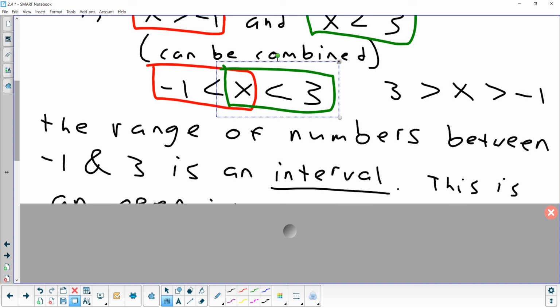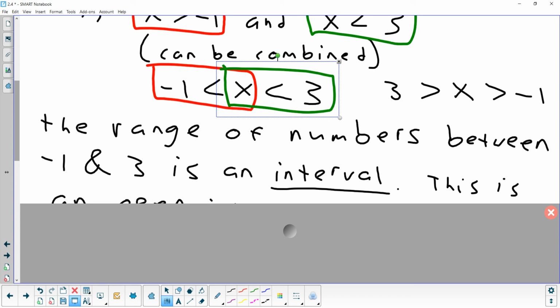There's still an infinite number of answers here. Any number between -1 and 3. If you include decimals, that's infinitely many. So this is a range of numbers, and this one is strictly between -1 and 3.